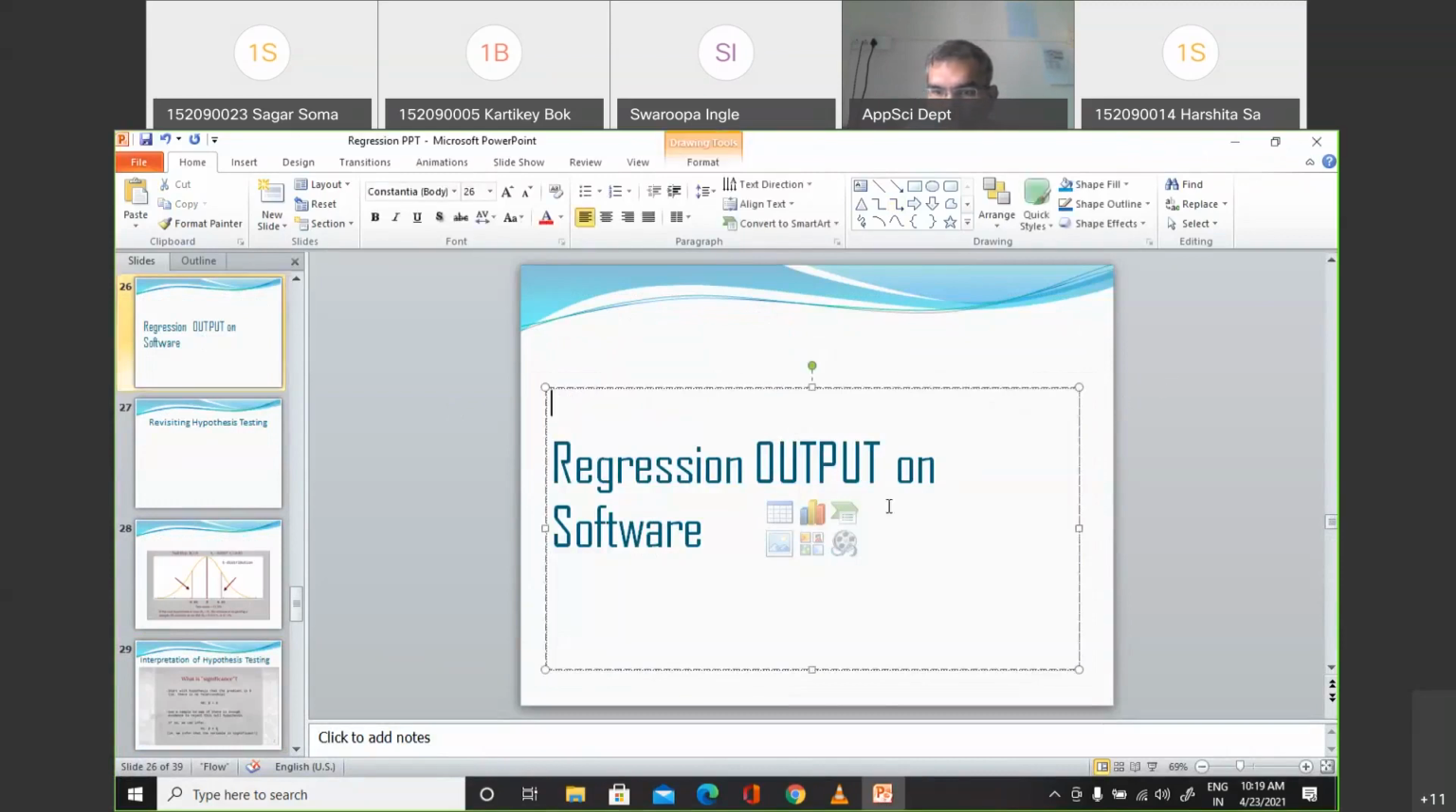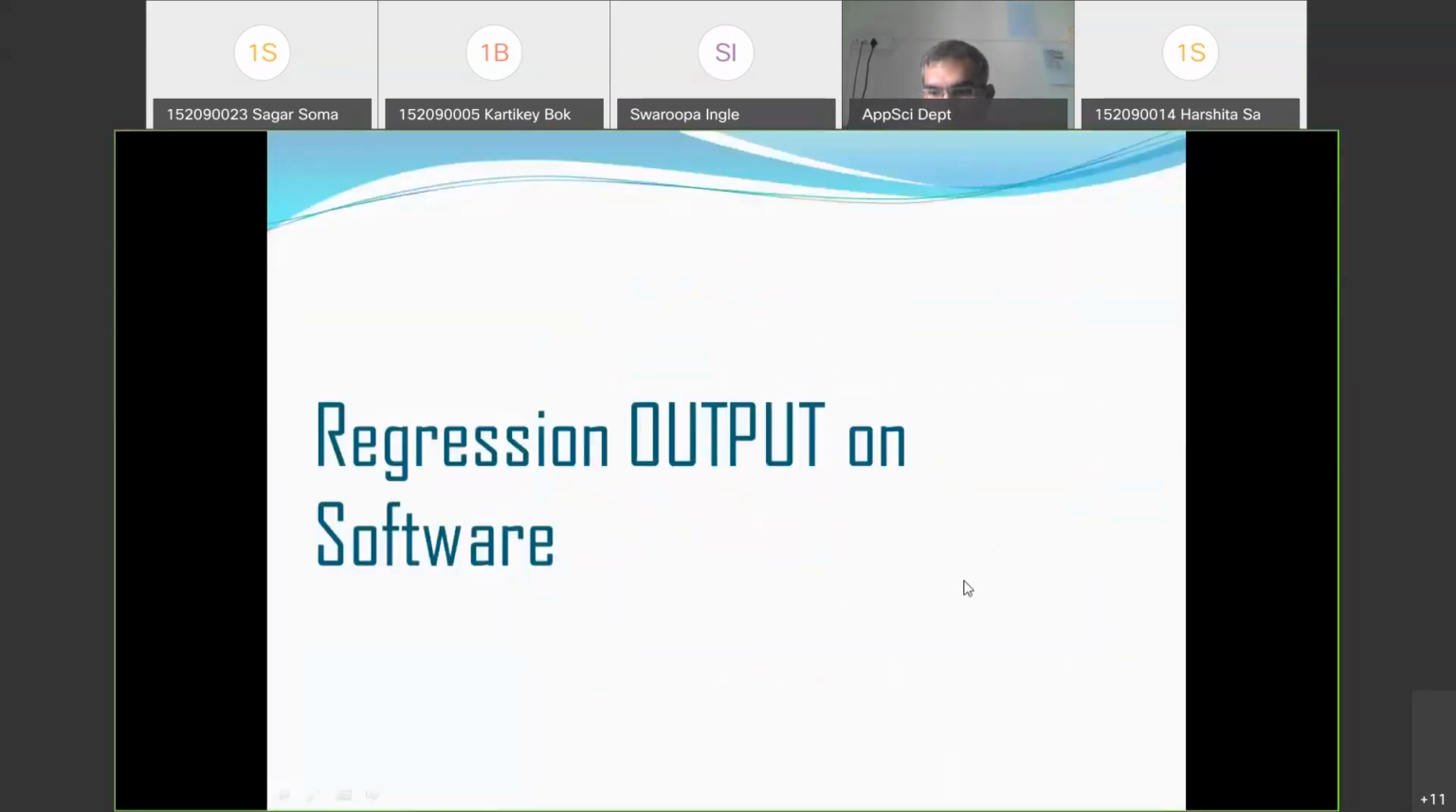Yeah, okay. So I think the number has stabilized, and others will be joining as soon as they can join. Yeah. So we will be having a discussion on the regression output we get.